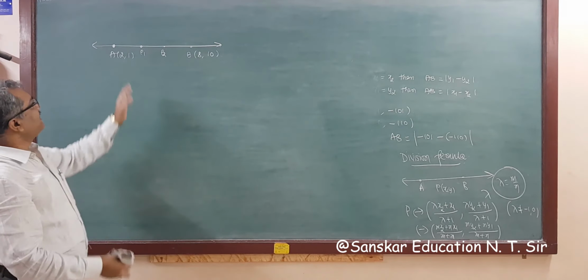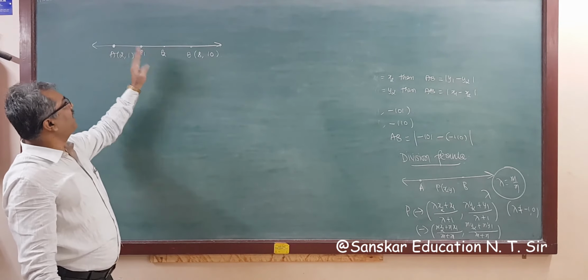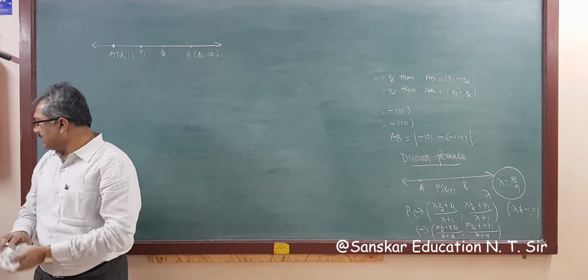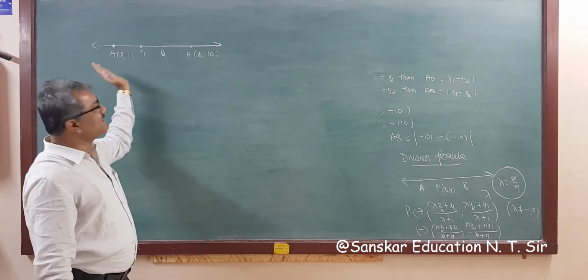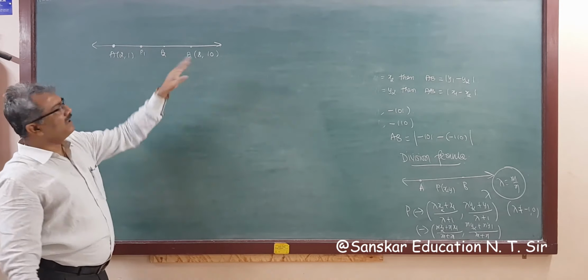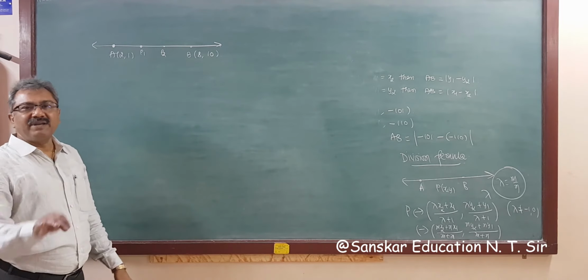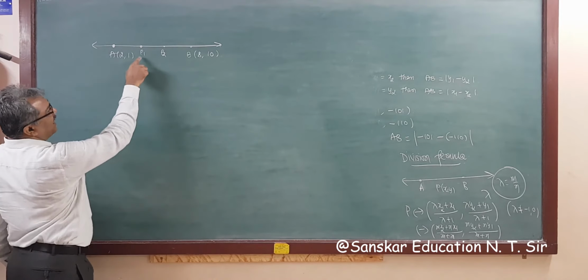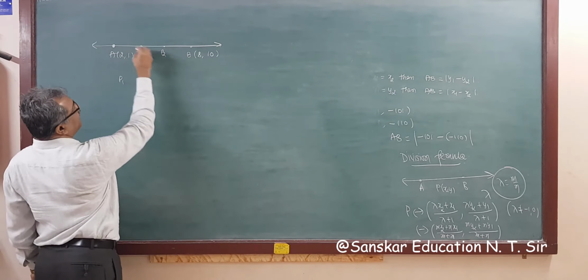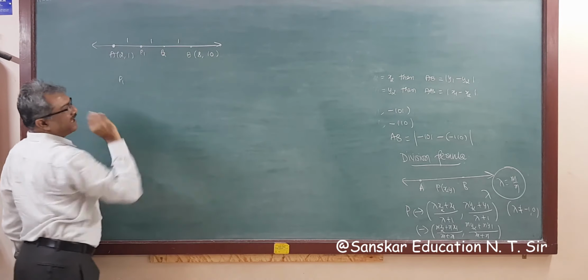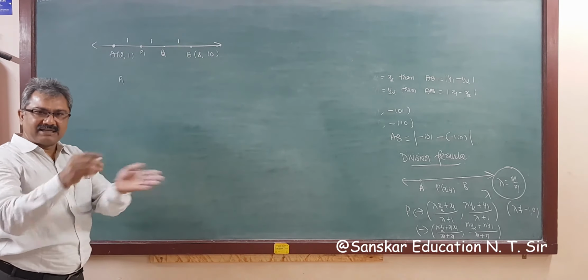That is, these points divide this segment AB into 3 equal parts. That is your question, right? So P1 and P2 divide this segment AB into 3 equal parts. आप क्या करते थे? आप P1 लेते थे. P1 divides this segment in 1, 1, 1. These are 3 equal parts, right?